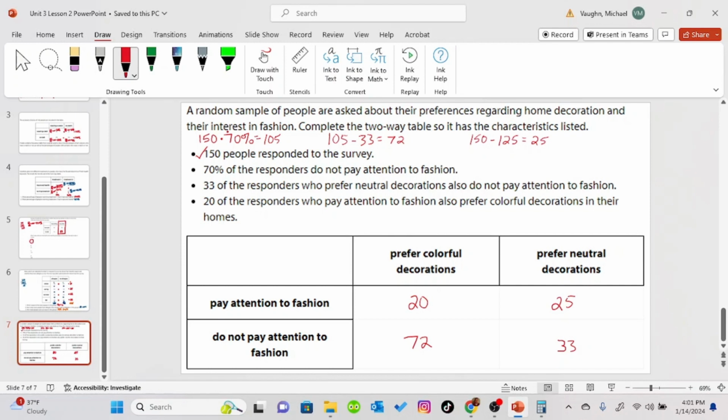Now we have 150 people total. We have 70% do not pay attention to fashion. We have 33 of the responders who prefer neutral decorations also do not pay attention to fashion. And 20 of the responders who pay attention to fashion also prefer colorful decorations in their homes. This is our completed box.